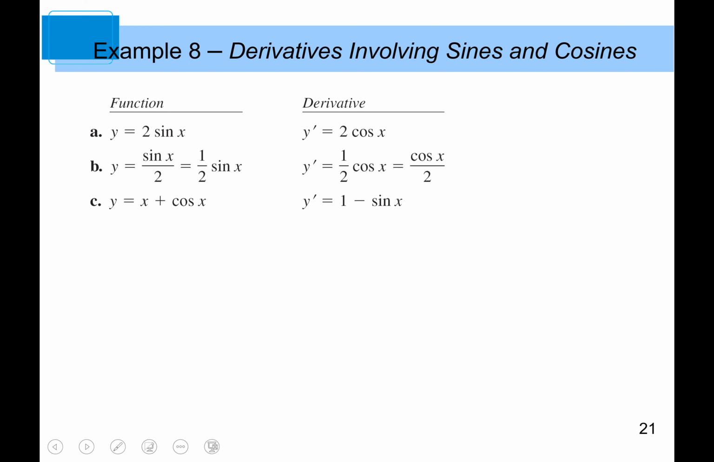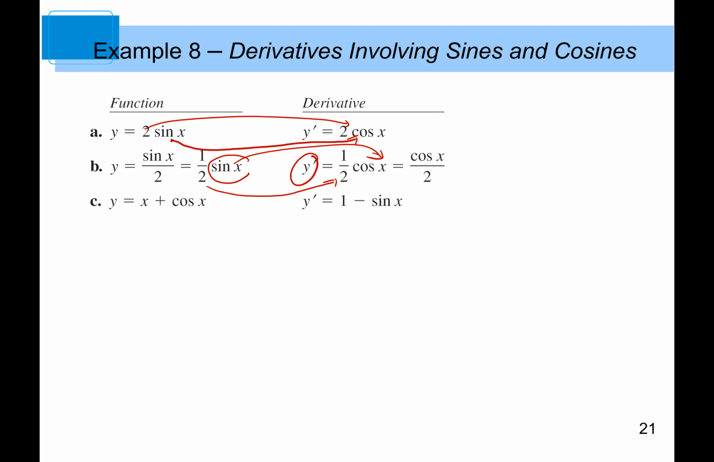So derivative of y equals 2 times sine x. Constant remains, and derivative of sine of x becomes cosine of x. Second one is y equals sine x over 2, which is half of sine x. So derivative of that, keep the half. The derivative of sine x becomes cosine x. And it becomes half of cosine x, equals cosine x over 2.